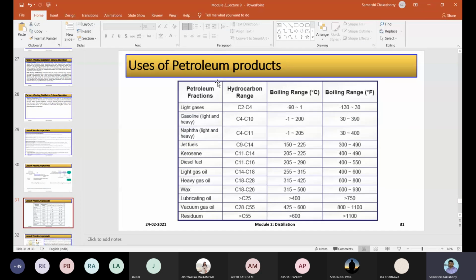So based on its carbon number range, the hydrocarbon range, the carbon number has been given here, as well as the petroleum fraction.